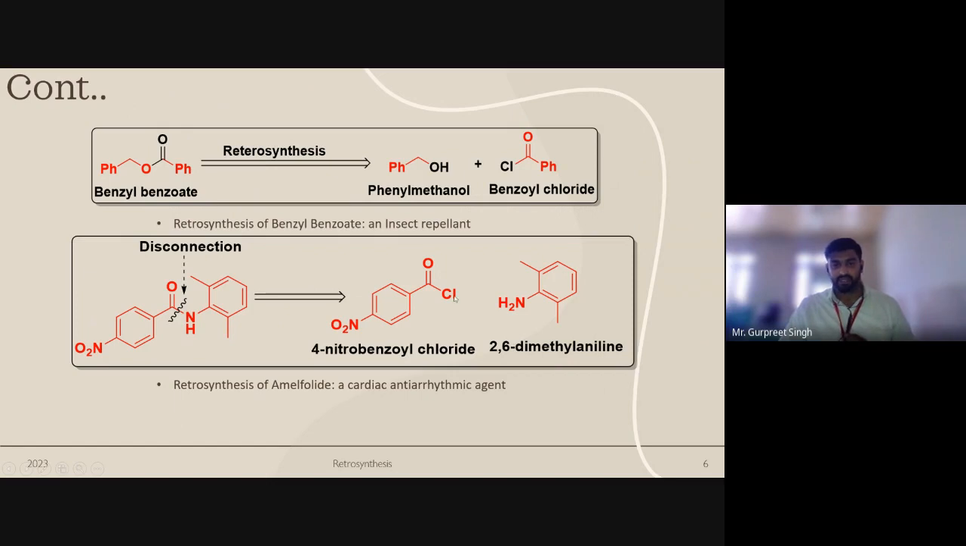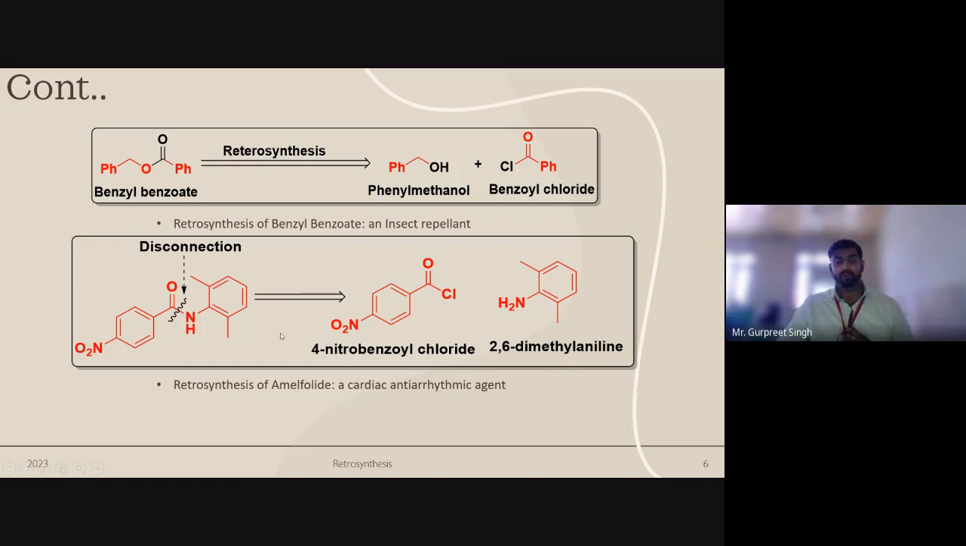So in this reaction, this amide linkage, CONH, should be made. For that, we need two feasible chemicals. Here we have nitrobenzoyl chloride, and here we have dimethylaniline. When these two react with one another, with the loss of hydrogen chloride, it will give you the drug which is needed.